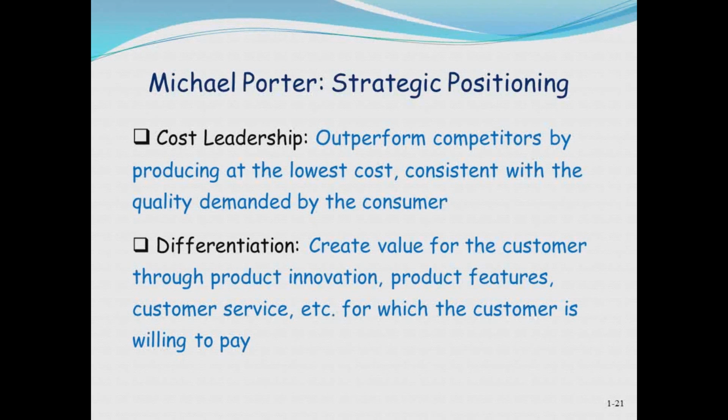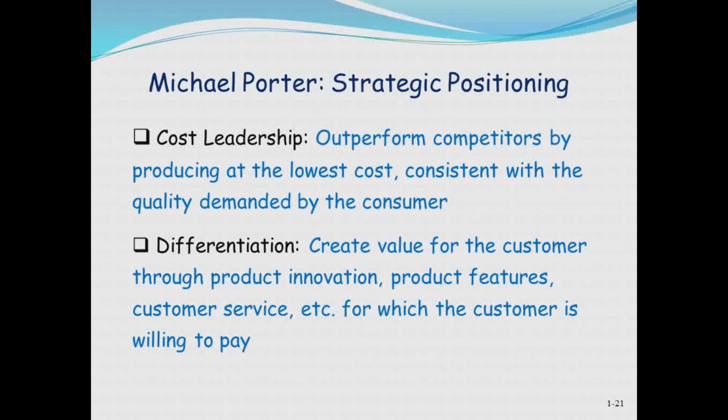So to succeed, you want to view yourself either as a cost leader, where you'll outperform your competitors by producing at the lowest possible cost, but that doesn't mean that you can reduce your quality to the point where customers won't buy your product, because that doesn't make any sense. So at the lowest possible cost, consistent with quality. Cost management is critical in this area. What we learn in this class is critical for those companies that view themselves as cost leaders, because you're trying to work every penny out of the process.